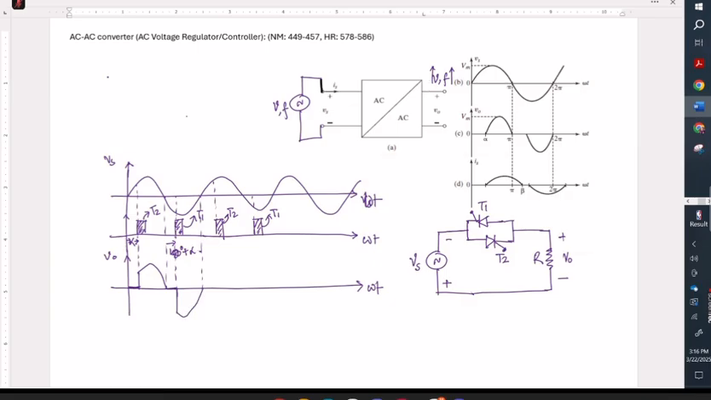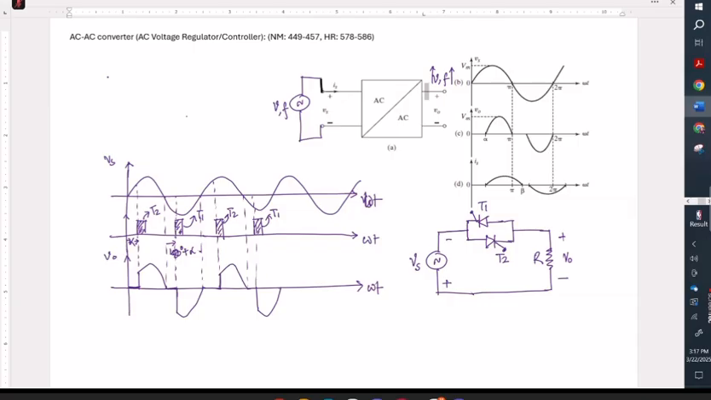Is there any confusion regarding the output waveform? Anyone? No, sir. Okay, that should be the output waveform.